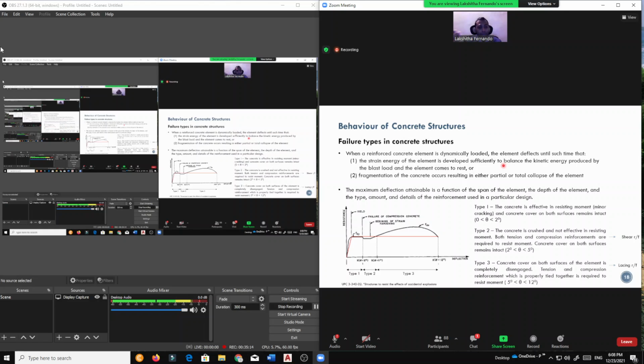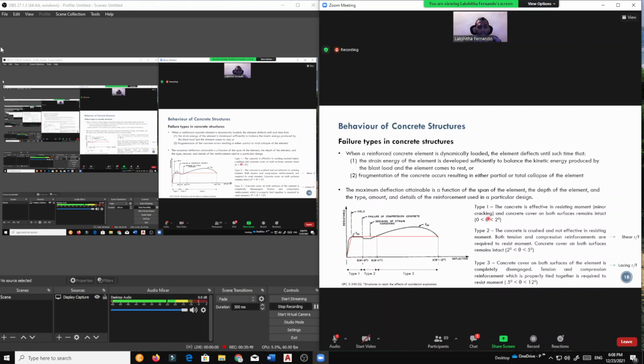Now some level of deformation the structural element would be able to handle, but beyond a certain point, you might start seeing failures. We call those failures, where they can be either partial or total failure. In order to determine what's an acceptable level of deformation, we broadly categorize the rotation at the support. You think of a simply supported beam, you get rotations at the support. Depending on the angle of rotation at the support, we classify the kind of failures into 3 types.